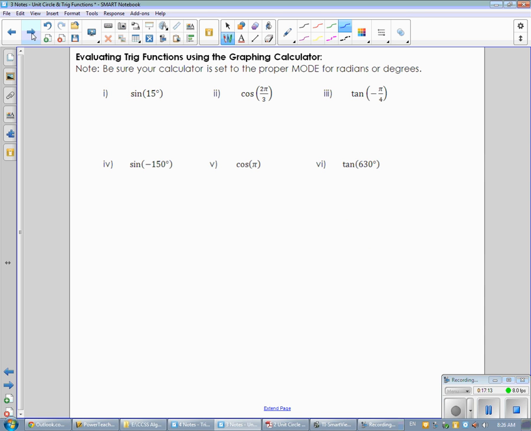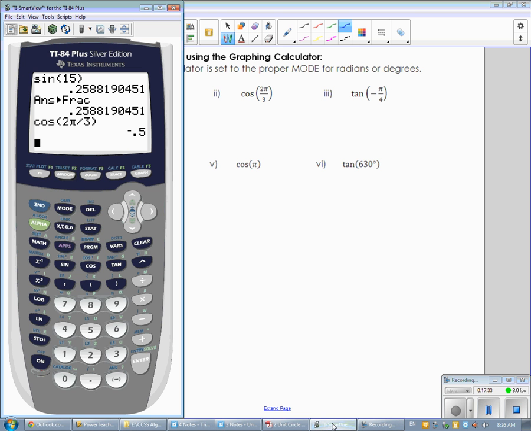Okay. All right, the next section deals with angles that may not be on your unit circle. So for example, in the first one here, I'm asking you to find the sine of 15 degrees. Well, 15 degrees is not one of the measures that's on your unit circle. So you can't use the unit circle to evaluate it. But that doesn't mean that it doesn't exist. So in this case, you're going to want to go back and use your calculator.